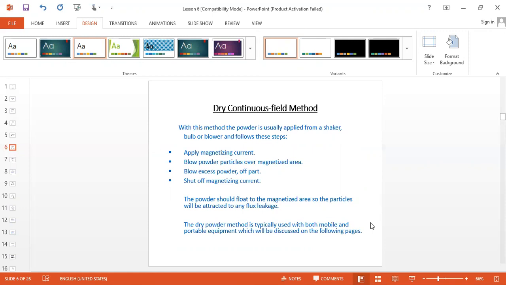So here again we are going to discuss the dry continuous field method. Dry continuous means instead of applying wet bath on the job surface, we are applying dry iron particles. So we'll see the method. The first step is to apply magnetizing current. The second is blow powder particles over the magnetized area. Third one is blow excess powder off the part. And then the fourth one, last one, is shut off the magnetizing current. The powder should be flowed to the magnetized area so that particles will be attracted to any such leakage. The dry powder method is typically used with both mobile and portable equipment, which we'll discuss in the following stage.